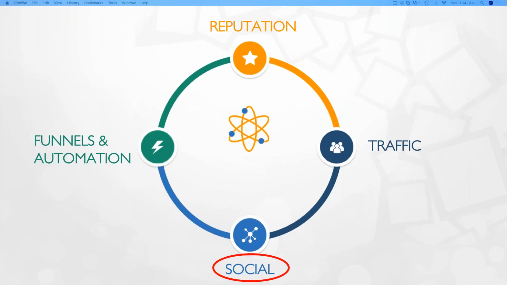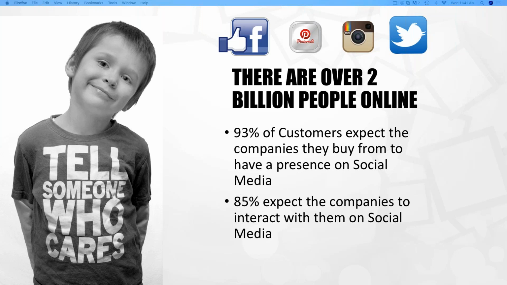Then we look at social, right? So with social, there are over 2 billion people online right now. 93% of them expect you, that they buy from, expect you to be on social, and 85% of them expect you to interact with them on social media.